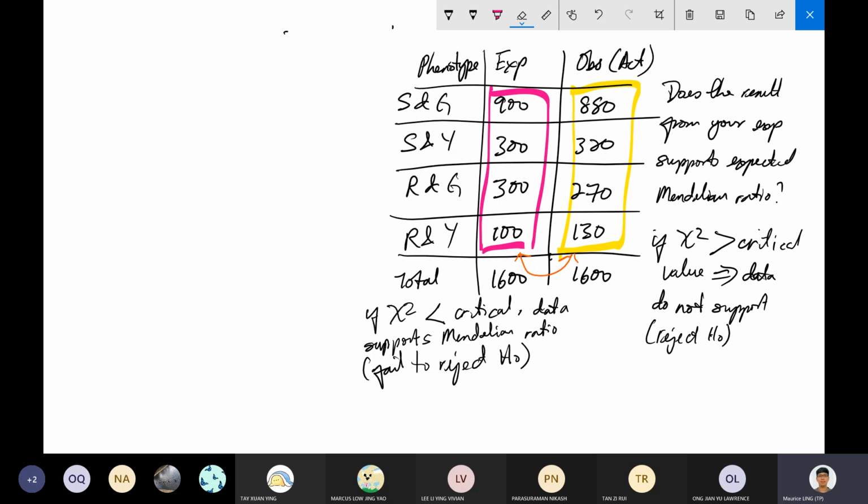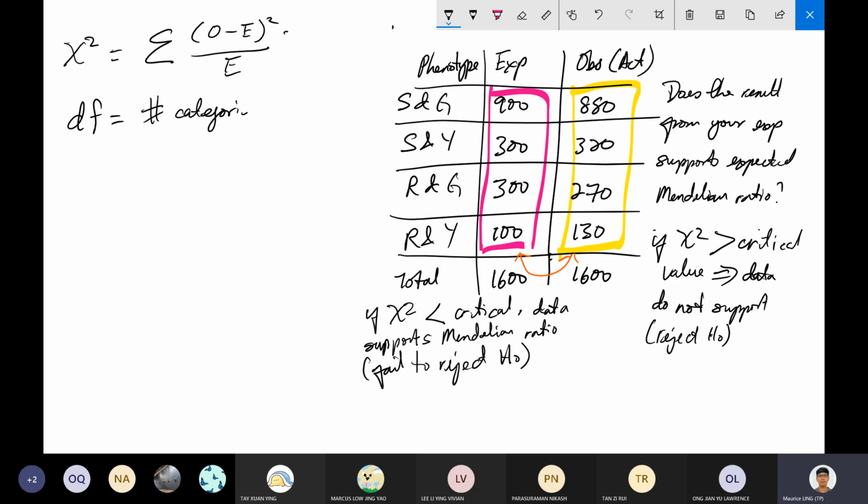Okay. You realize that chi-square statistic is probably one of the easiest to calculate. You have the summation of your observed minus expected squared, divided by expected. That's all. And one thing to remember is the degrees of freedom is not sample size minus 1. It's the number of categories minus 1. So in this case, it's actually 4 minus 1, which is 3.